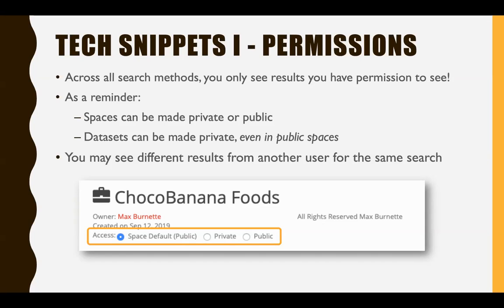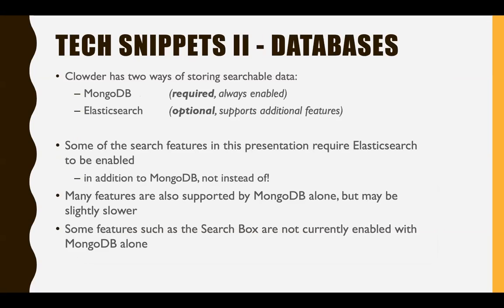And I have a screenshot there. This is a data set called Choco Banana Foods, and because I was the owner of this data set, you can see where I can change this to public or private. And again, you might see different numbers of search results depending on what your permissions are.